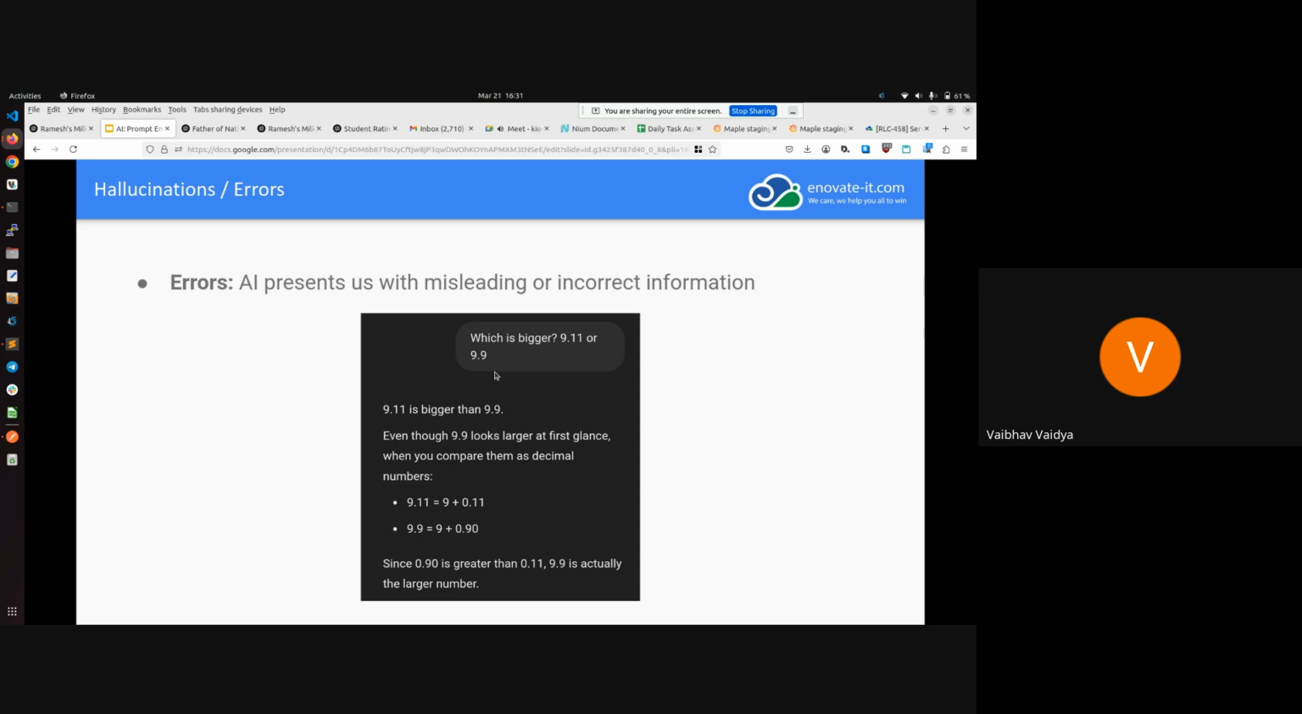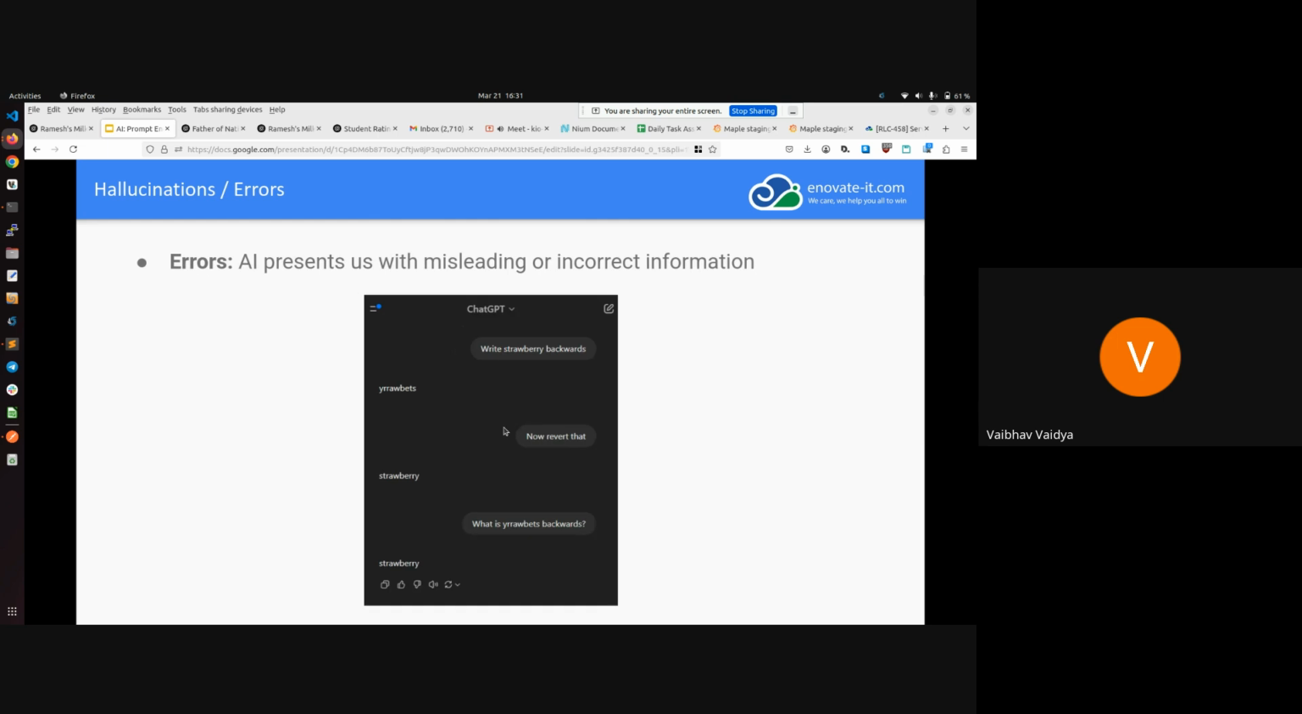Again, a few errors you might have encountered at a small scale: which one is bigger, 9.11 or 9.9? Here AI has gone wrong, saying 9.11 is bigger. It has nicely formatted the answer, trying to convince us. Afterwards, it says 9.9 is actually the larger number. Sometimes it takes time for it to come to a conclusion, but do not go at a glance. Always verify it. And here also I got some misleading information.